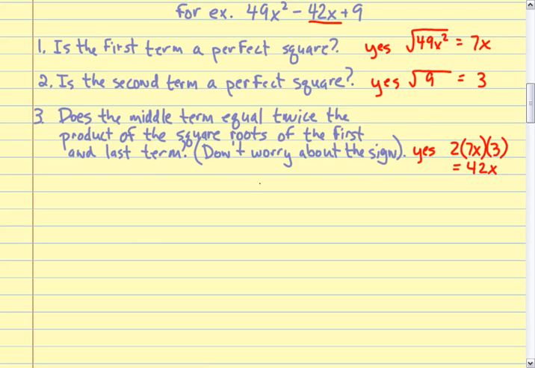But remember earlier I said, take note of what this sign is. That sign right there tells us that it is going to be (7x, the square root of the first term, minus 3, the square root of the last term) squared. Now, we're going to do a lot of practice with this, so be ready for it. But you've got to have your thinking caps on. That's all we're doing.